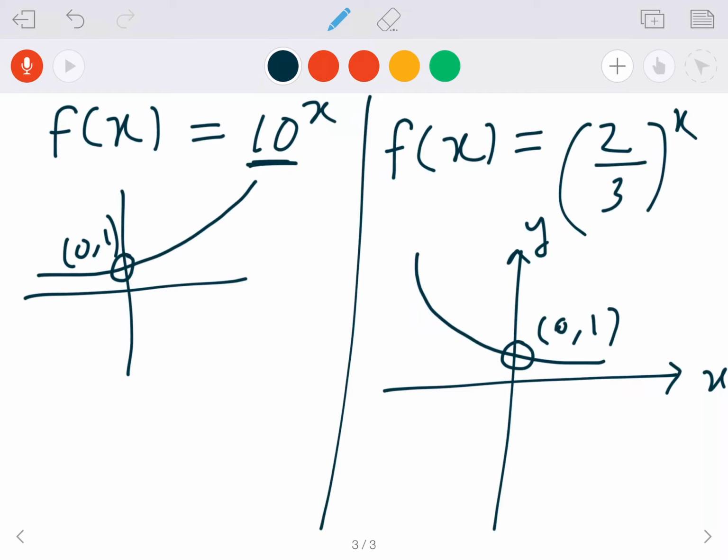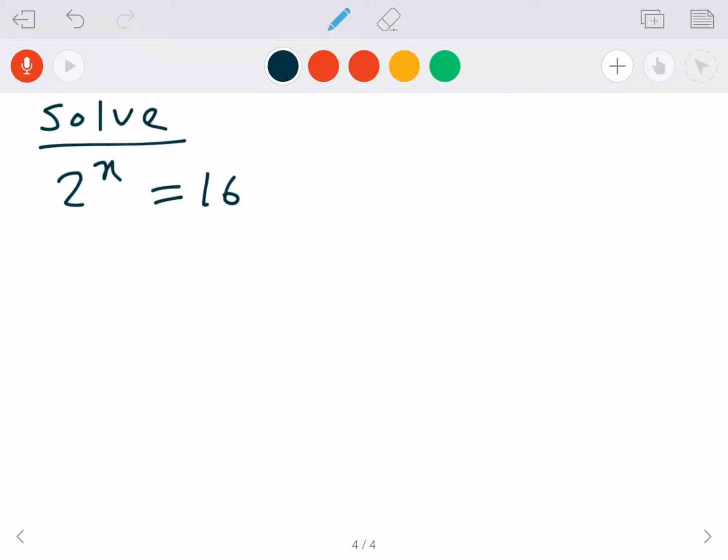Now let's see what else is in this chapter. Okay, so now let's see how to solve. Now let's deal with an exponential equation and solve, which is something like this.